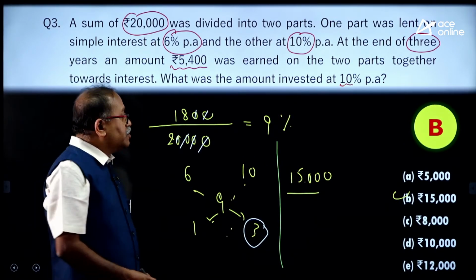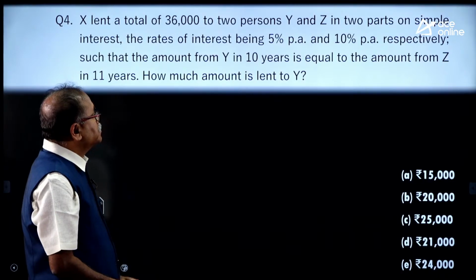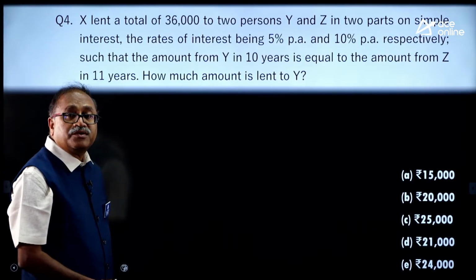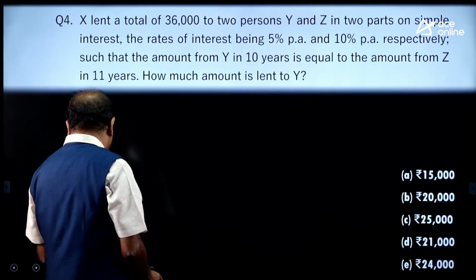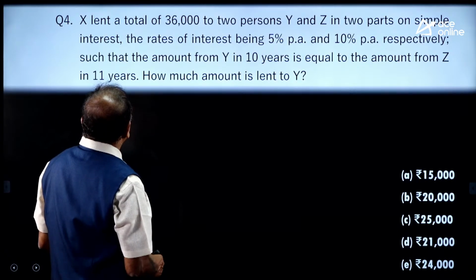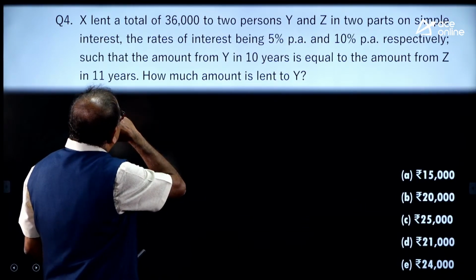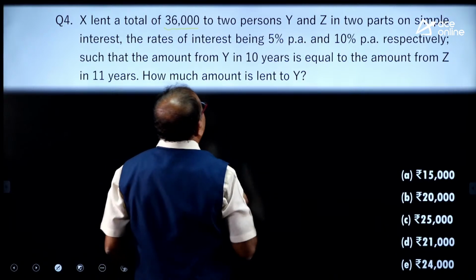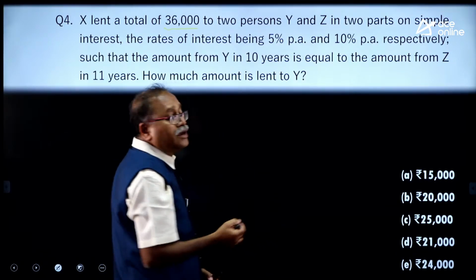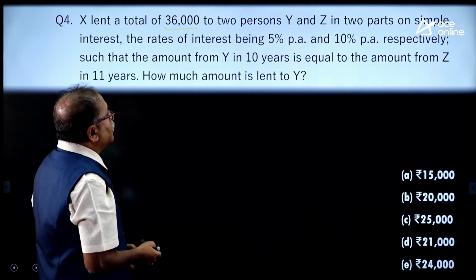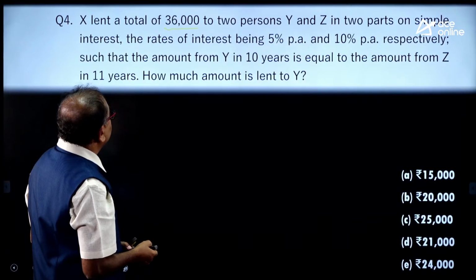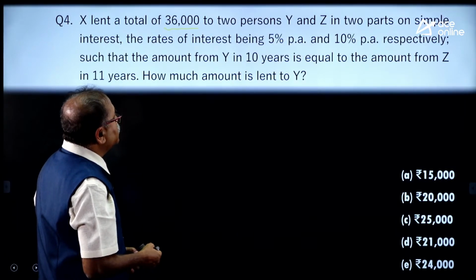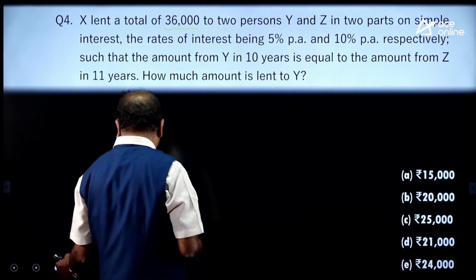The next question on the board is this. Once again, I will read the question and then give you time to answer. Let us say a total of rupees 36,000 is given to 2 persons X and Y in 2 parts on simple interest at the rate of interest of 5% and 10%.